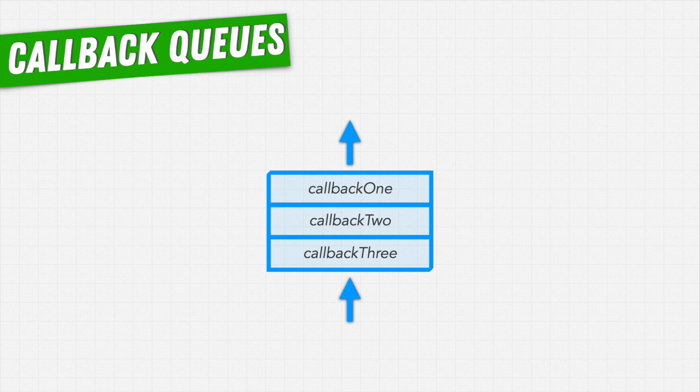Oh, and by the way, you may have heard the term event queue or message queue being thrown around in the context of the event loop. These are just different names that refer to the same thing. They all refer to this idea of a queue of callbacks.